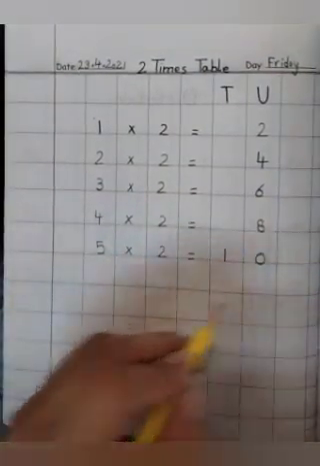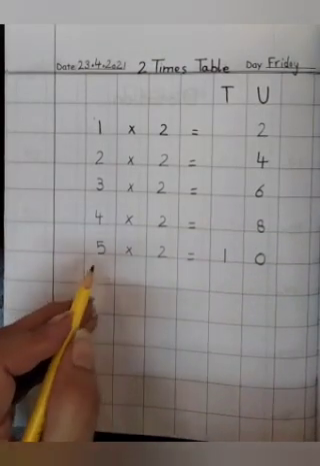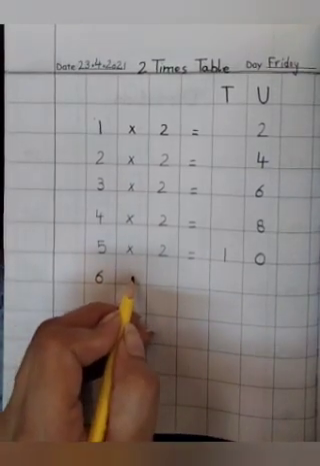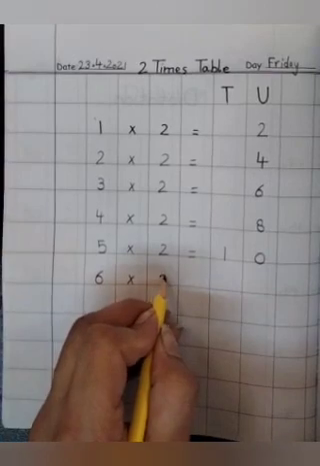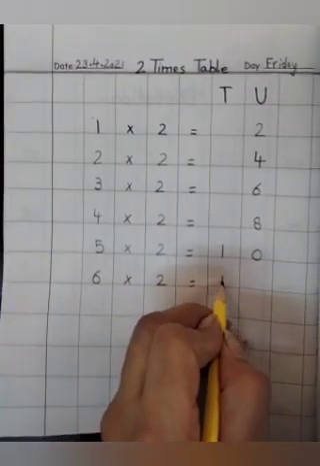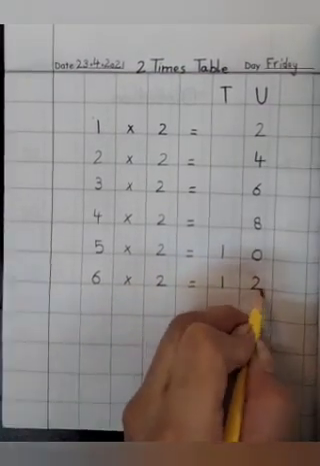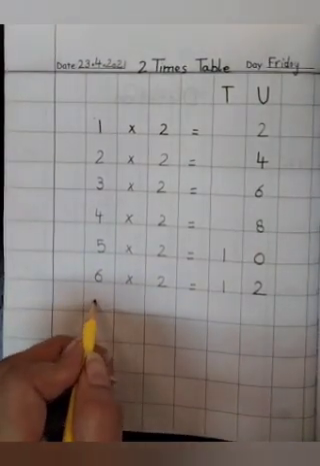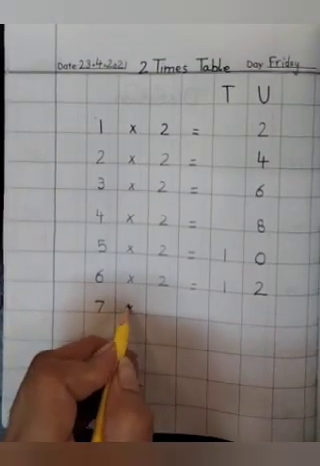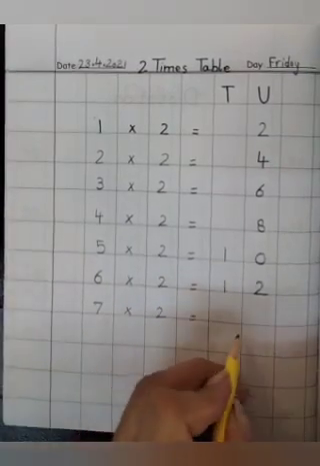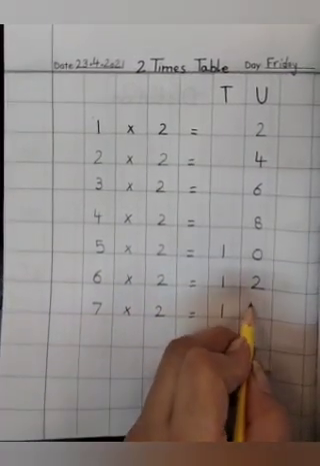Now after 5 times 2, 10, after 5 what comes? 6. So what we will write down here? 6. Now 6 times 2 is, can you tell me? Yes, 12. Very good. So here we will write down 12. Now after 6 what comes? 7. So 7 times 2 is, can you tell me? 14. Very good. So here we will write down 1, 4, 14.